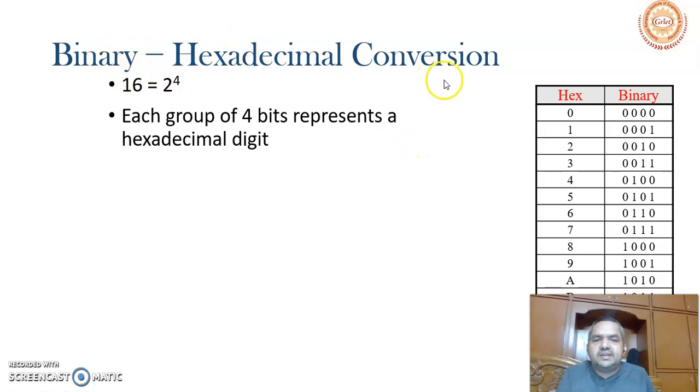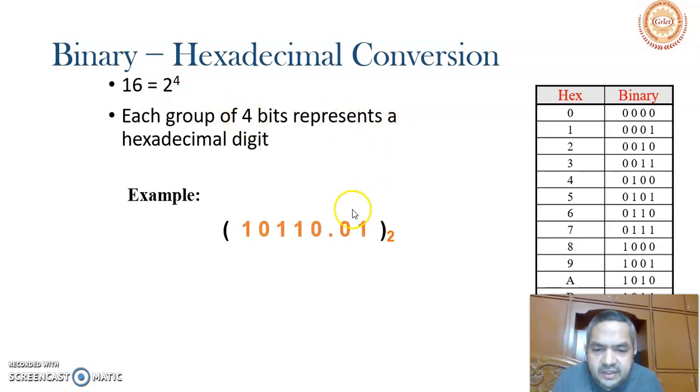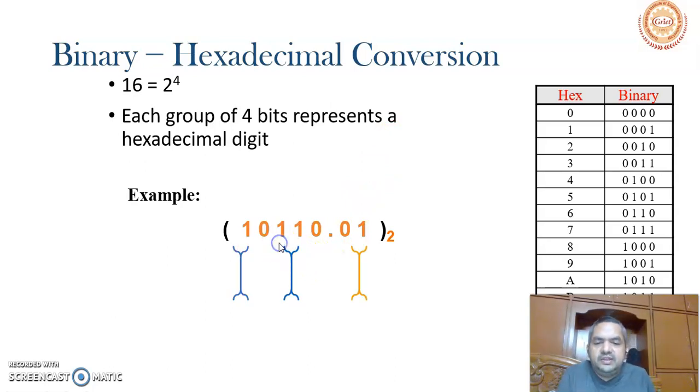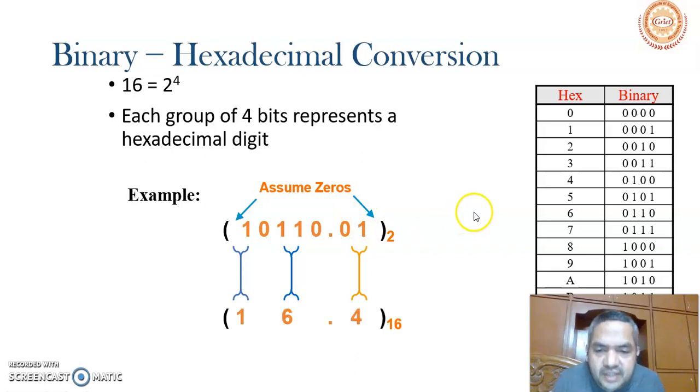Again, binary to hexadecimal: base 16 is equal to 2 power 4. So grouping of 4 bits is possible, just like the previous method. For this example, grouping of 4 is required, so we need to assume zeros here, because 1, 2, 3, 4, 5 bits are there. 3 zeros are required here, and 2 zeros are required here. So the value will be equal to 16.4 in hexadecimal.